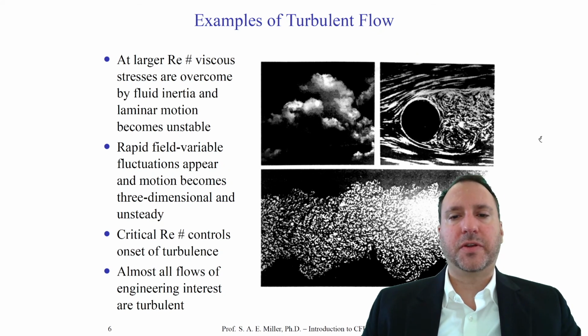This is a whole field in itself, that is, the stability of fluids. Now, the rapid variation of the field variables and their fluctuations will appear, and these motions become three-dimensional and unsteady. This is part of the transitional process. There are also some critical Reynolds numbers which control the onset of turbulence.